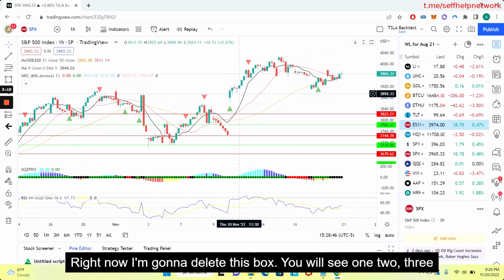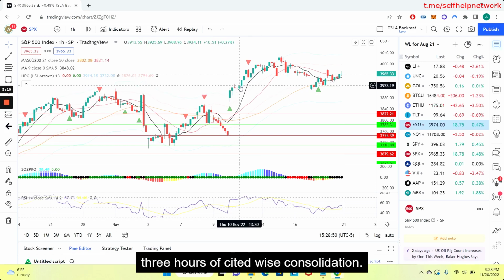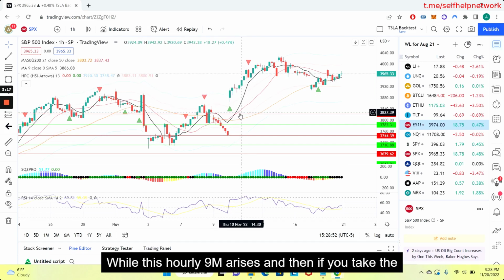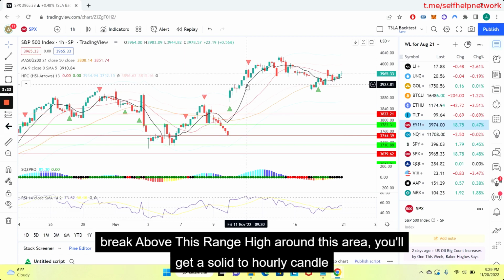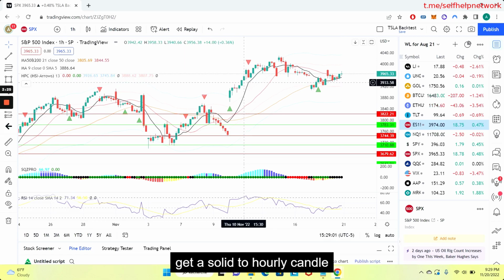All right, now I'm going to delete this box. You will see 1, 2, 3. 3 hours of sideways consolidation while this hourly 9 MA rises. And then if you take the break above this range high around this area, you'll get a solid 2 hourly candle move.